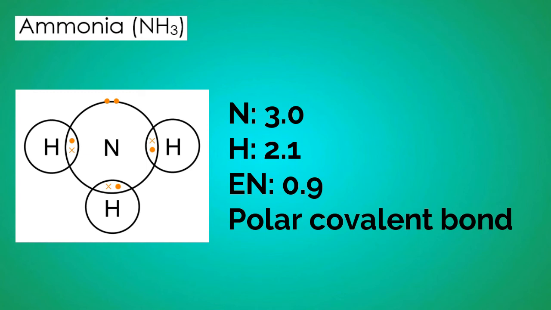The electronegativity value of nitrogen is 3, while that of hydrogen is 2.1. The electronegativity difference is 0.9. Therefore, it forms a polar covalent bond.